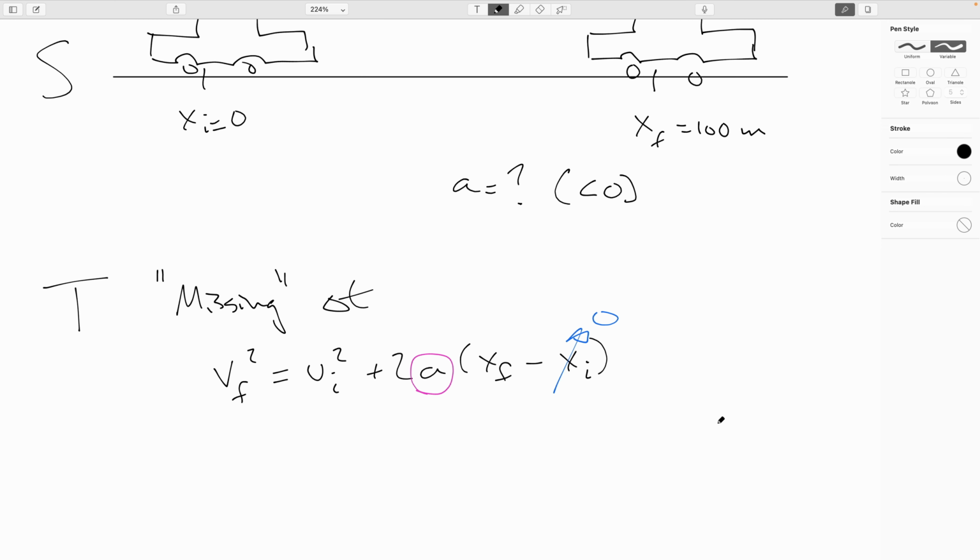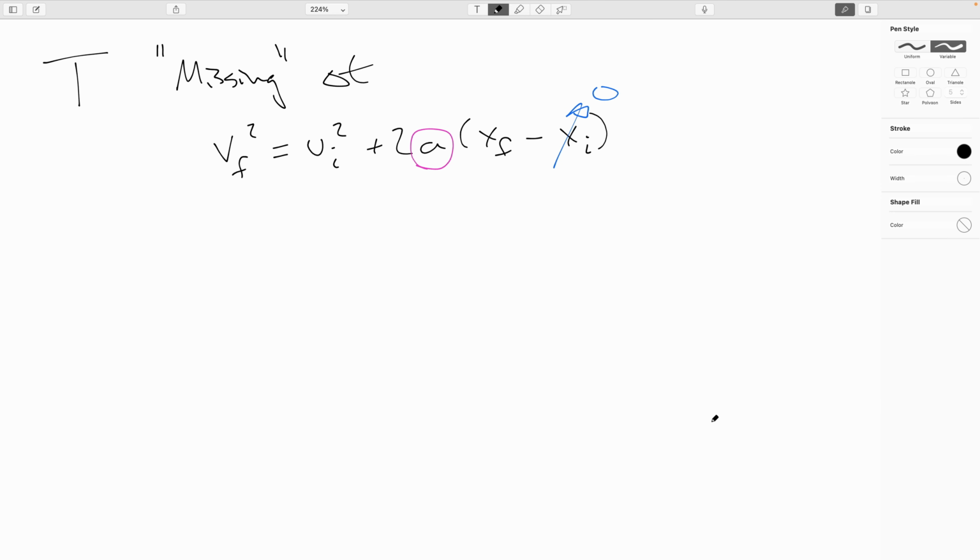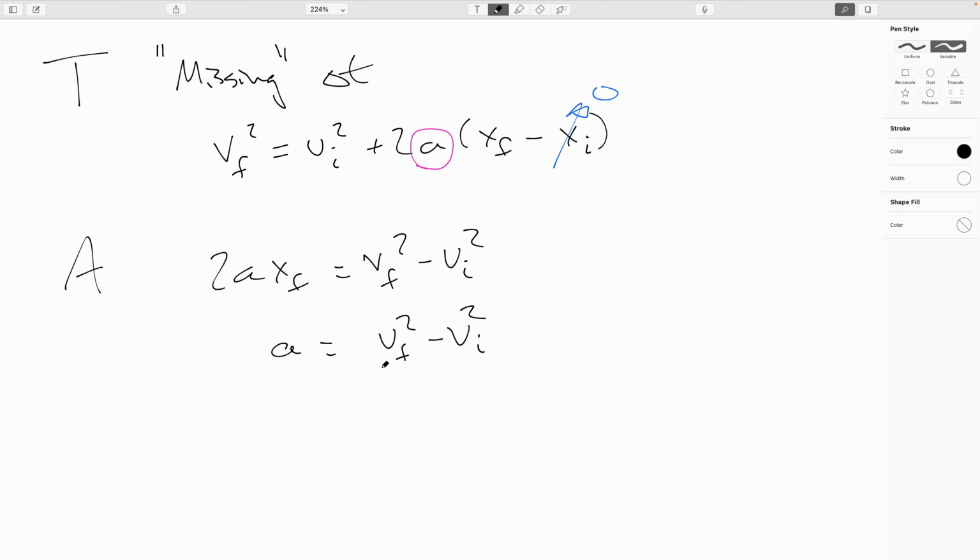All right, so now we're into the land of just doing some math for a while. So the answer phase. I get the acceleration by itself, so 2a times x final will equal, subtract v initial squared from both sides, so v final squared minus v initial squared, and then I can divide through by 2x final on both sides to get that a is v final squared minus v initial squared over 2x final.